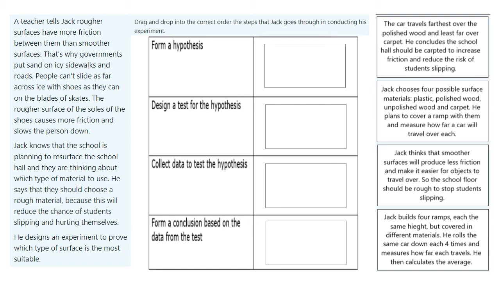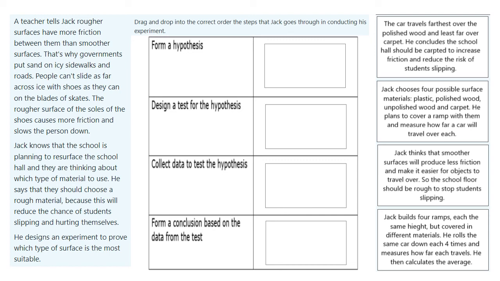Now we have one of these experimental method questions. A teacher tells Jack that rougher surfaces have more friction between them than smoother surfaces. That's why governments put sand on icy walkways and roads. People can't slide as far across ice with shoes as they can on blades of skates. The rougher the surface of the sole of the shoe causes more friction and slows down the person. So this is the information. This is what Jack learns. But then we have a question.